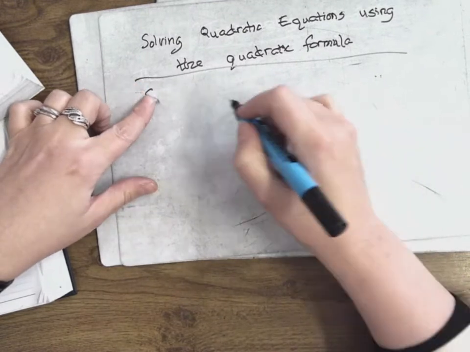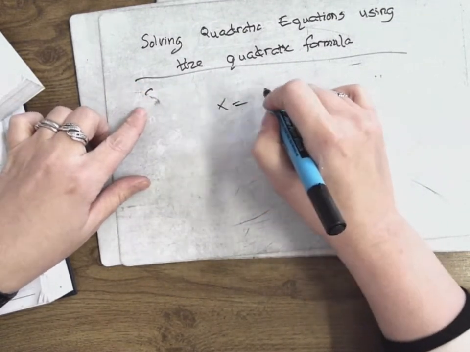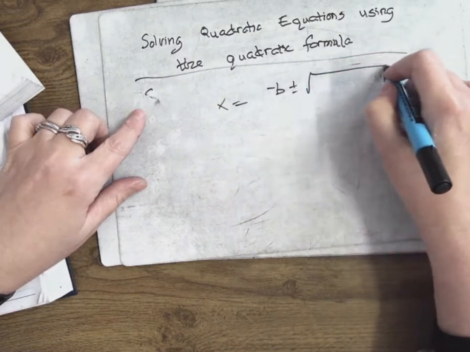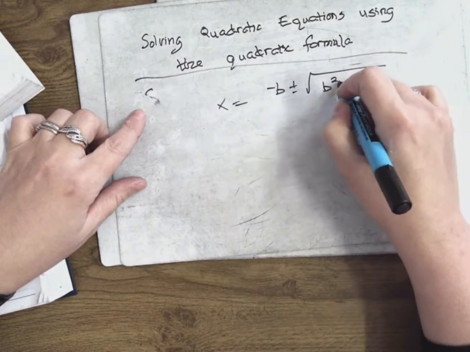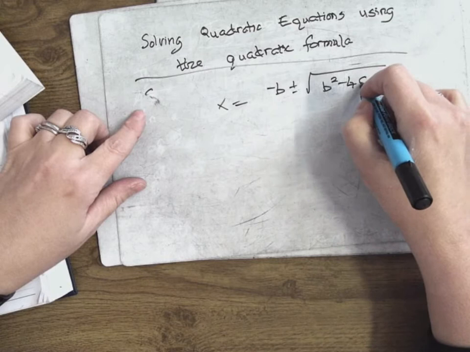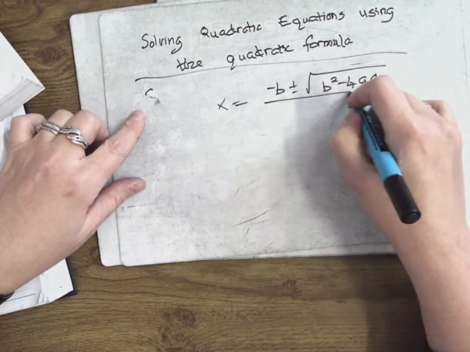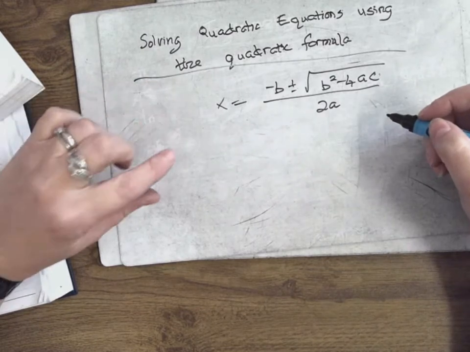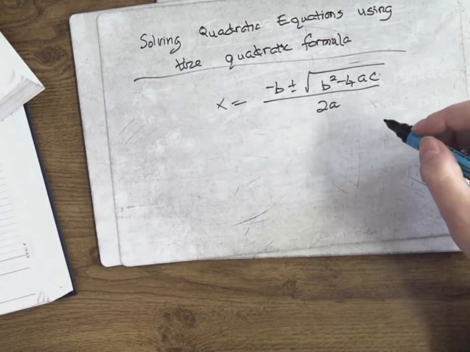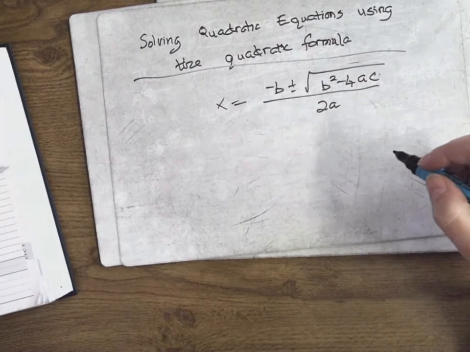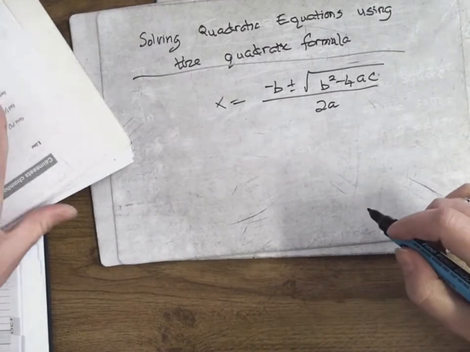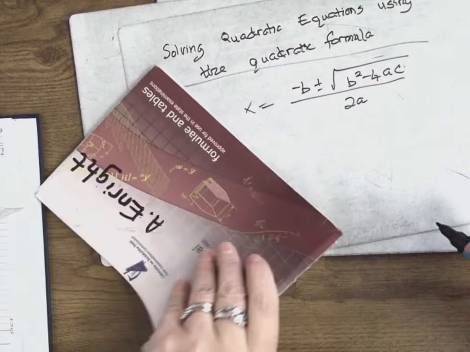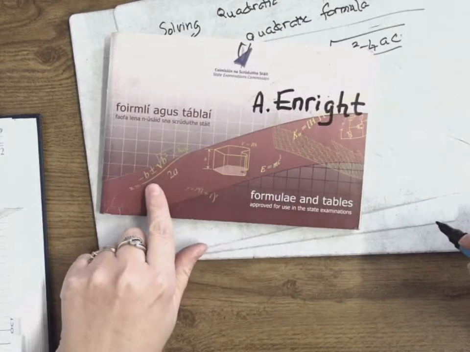Actually, I'll write the formula first. So x is equal to minus b plus minus the square root of b squared minus 4ac all over 2 times a. Have you all seen that formula before? Yeah, you have. Right, okay. So, and it's in your log tables. You don't need to remember it. And you don't even need to open your log tables because it's on the cover.